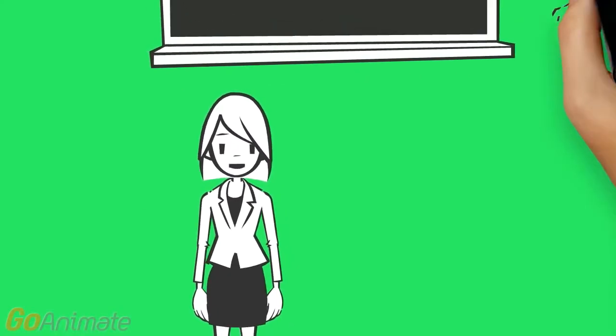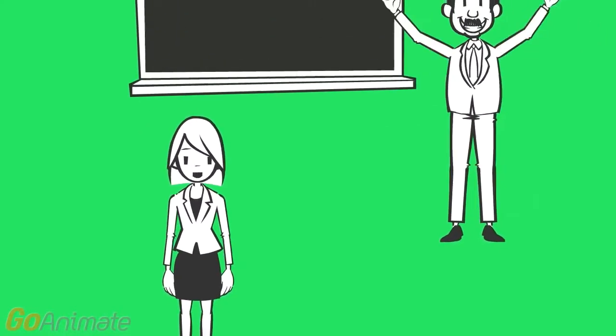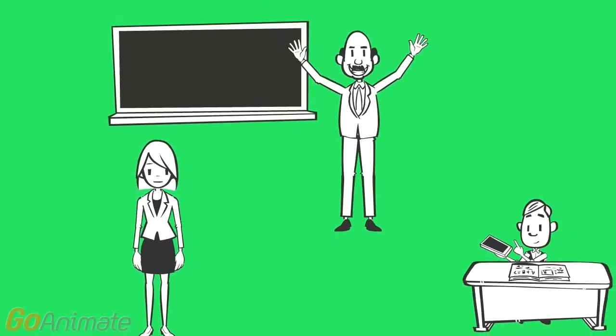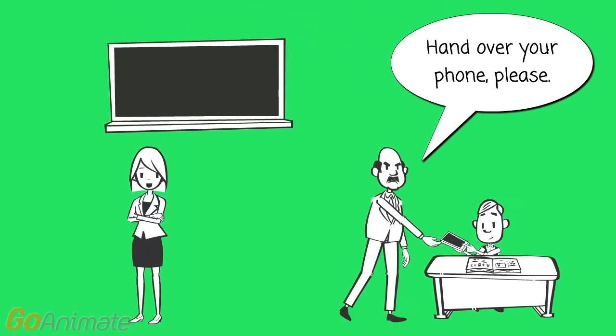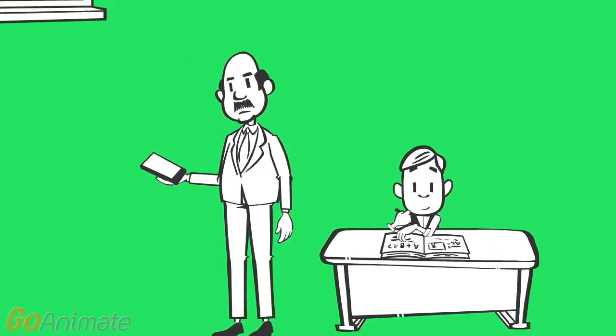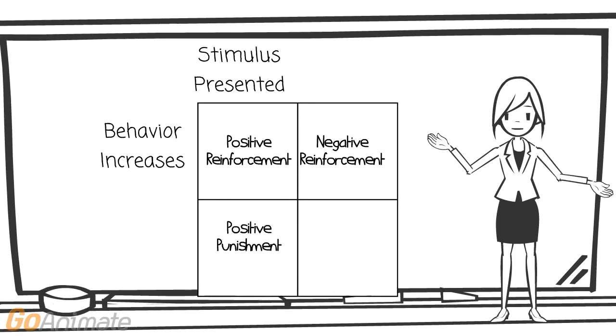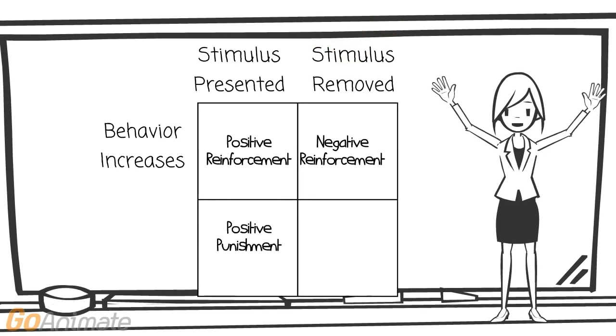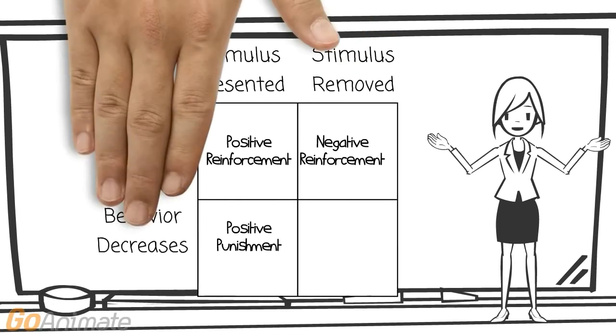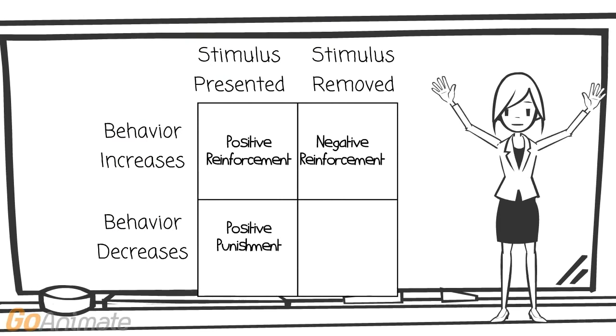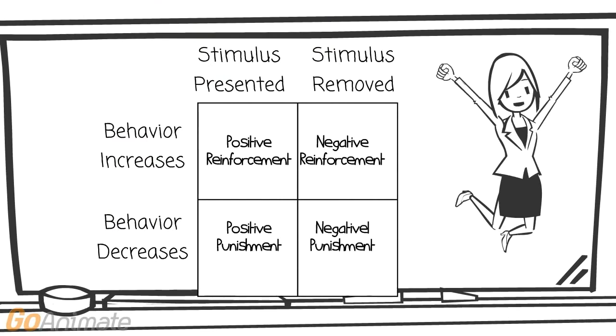In our last example, we have a student who is using their cell phone during class. As a consequence for this misbehavior, the teacher could go over to the student's desk and confiscate the cell phone. The student's misbehavior would decrease and they could focus on their work again. So, due to a stimulus being removed, the misbehavior decreased, which would be negative punishment. And those are the basic types of reinforcement and punishment.